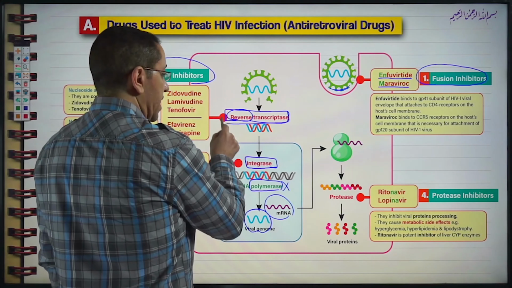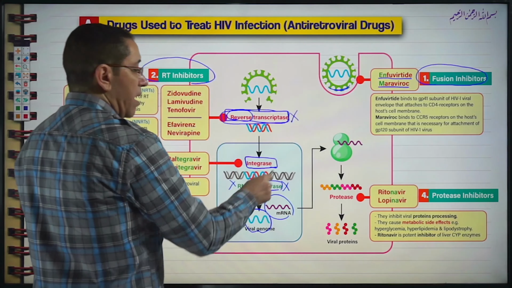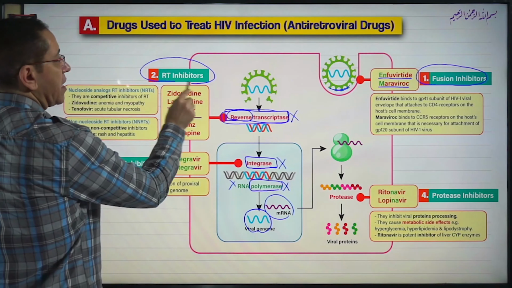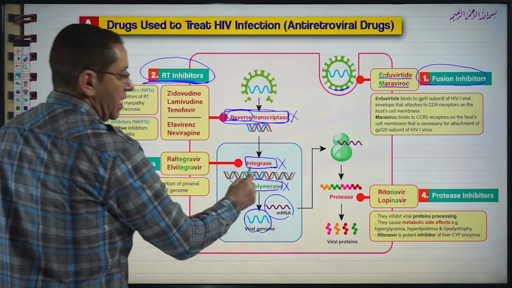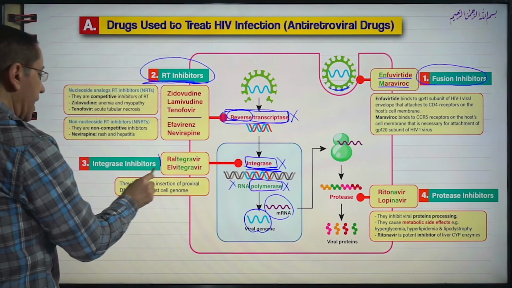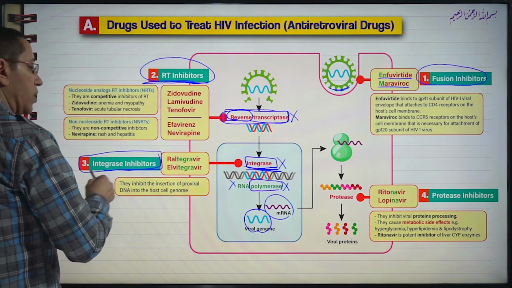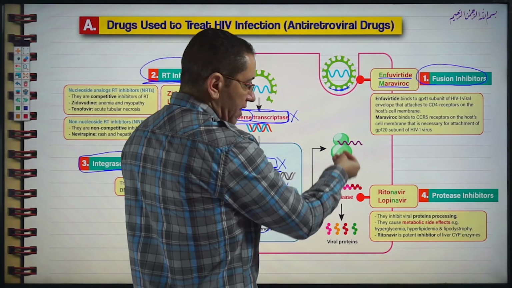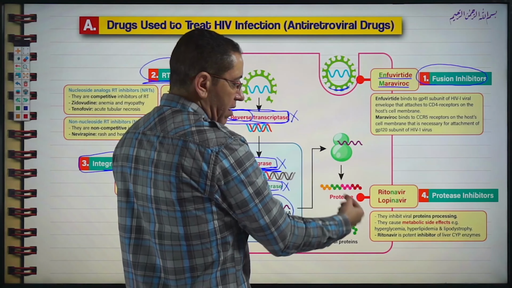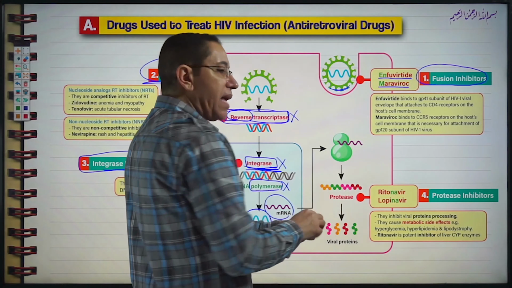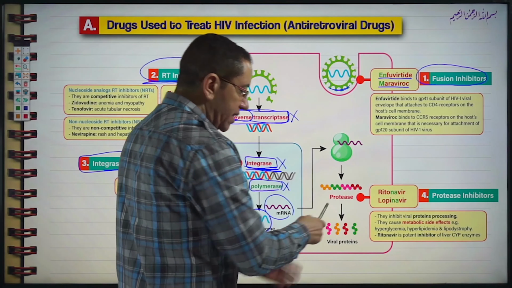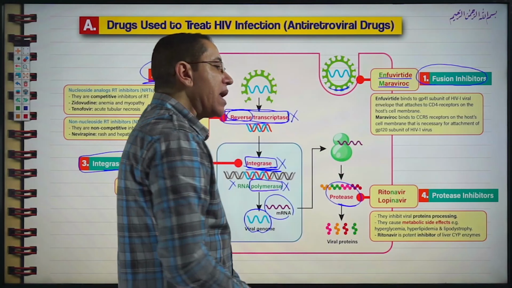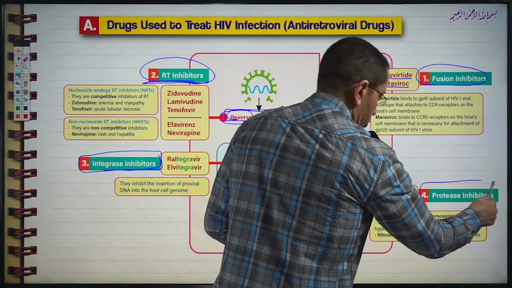However, I can target the reverse transcriptase. I can inhibit it. I can inhibit the integrase. This family is called reverse transcriptase inhibitors. The family that causes inhibition of the integrase is called integrase inhibitors, or the inhibitors of the viral integrase. Then we move to the step of processing. After the virus sends the RNA to be translated, the resultant polyprotein is divided by the protease. I can target this protease and inhibit it by a family called protease inhibitors.